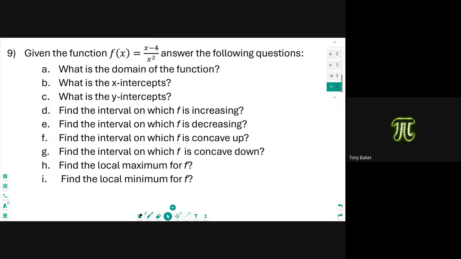So, how do we find the domain? Check where the function doesn't exist. Correct. So we're looking where the denominator is 0. In this case, the denominator is 0 at 0. So my domain is, you can say x does not equal 0. You can say negative infinity to 0, 0 to infinity. You can say it a bunch of different ways.